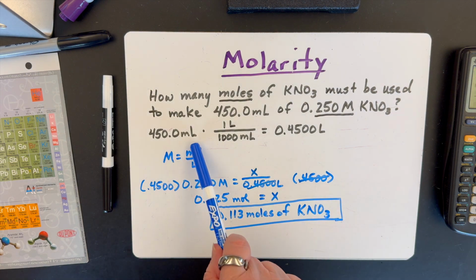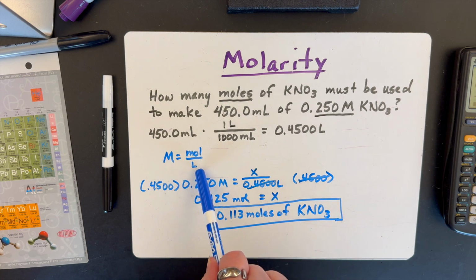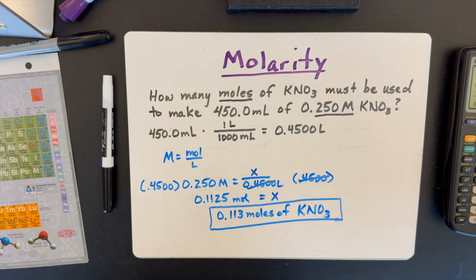Since there's 3 things in our equation, molarity, moles, and volume, you'll be given 2 and asked to find the third.